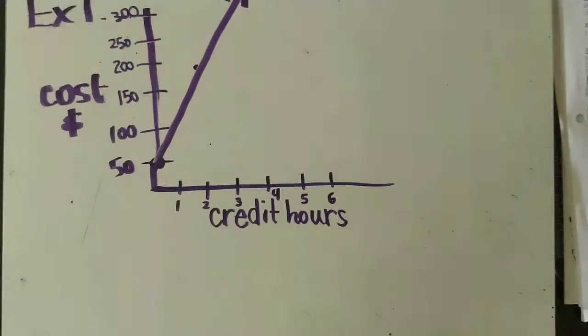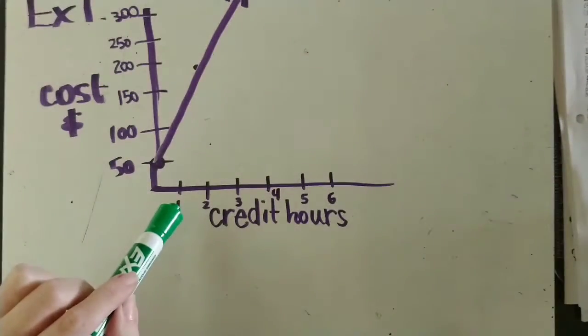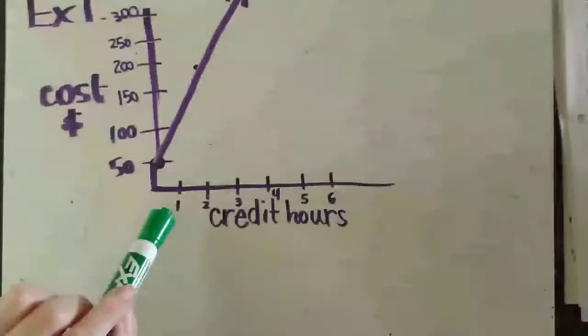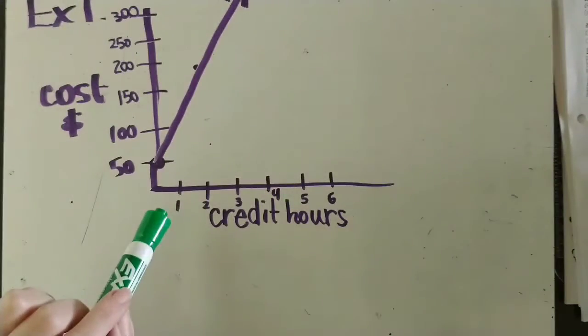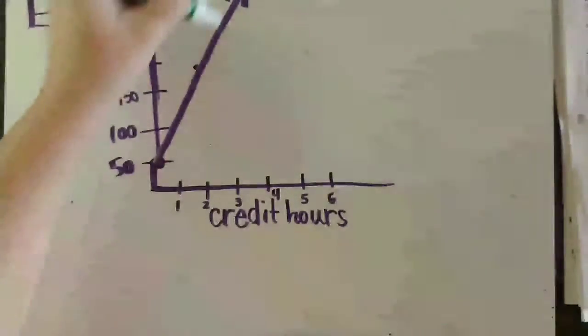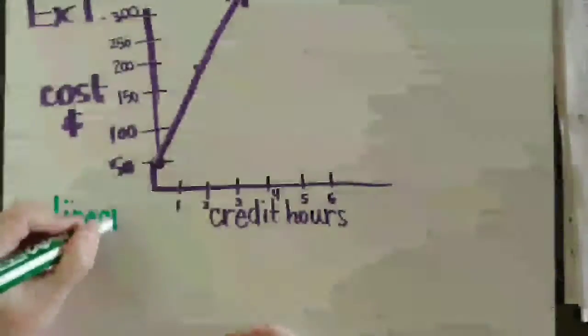Example 1. The graph shows the cost of community college as a function of the number of credit hours taken. So we have cost for our Y values, credit hours for our X values. Identify the function as linear or nonlinear. Does this make a straight line or not? And you can see that this function is a straight line, so we will say this is linear.